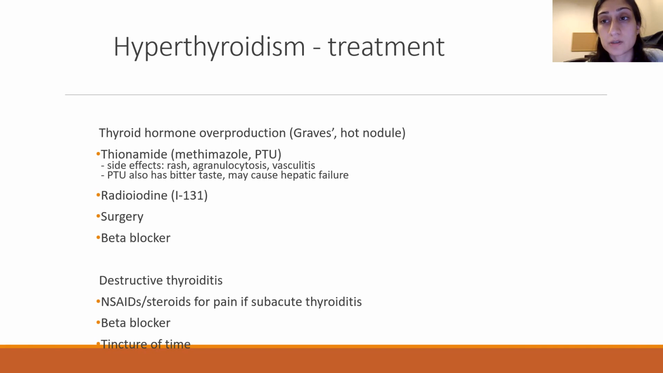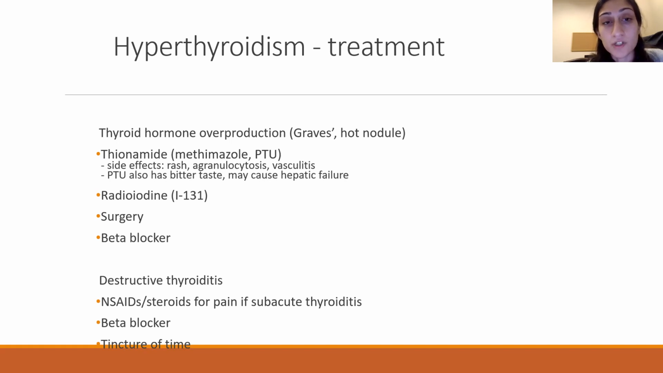Generally, we start with methimazole because it has less hepatotoxicity as compared to PTU. However, PTU is generally used in the first trimester in pregnancy. So that's the only exception of when we may think to use PTU first. You can give radioactive iodine for both Graves' disease and a hot nodule. You can do surgery or beta blockers. Beta blockers can control the symptoms actually in both cases.